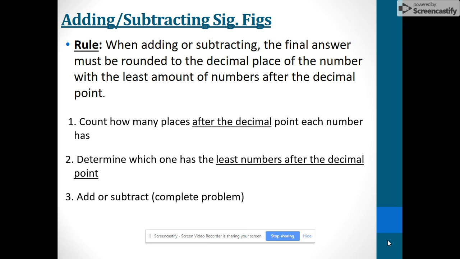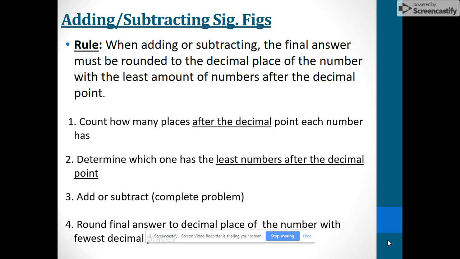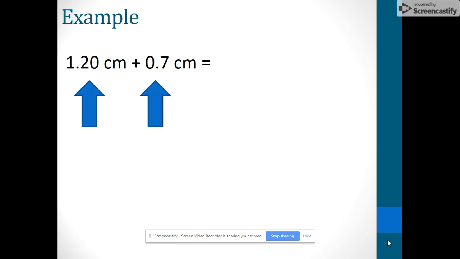We're going to add or subtract our numbers, so we're just completing the problem according to the math operations. And then we will round the final answer according to the decimal place of the number with the fewest digits after the decimal. So I know the steps probably sound a little more confusing than they actually are, so we're going to do a few examples so that you can see what it looks like.